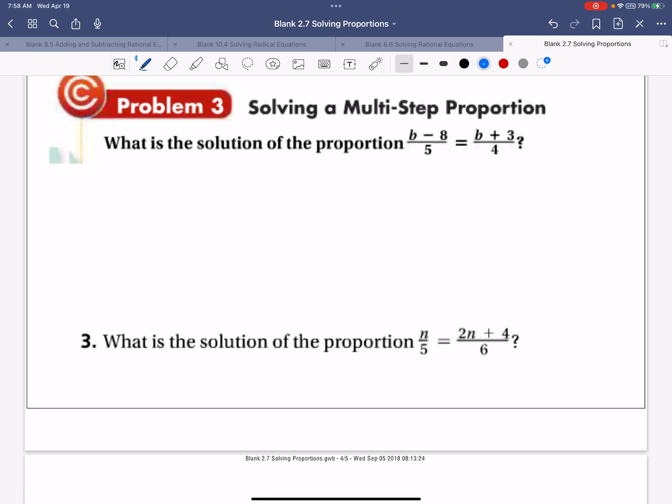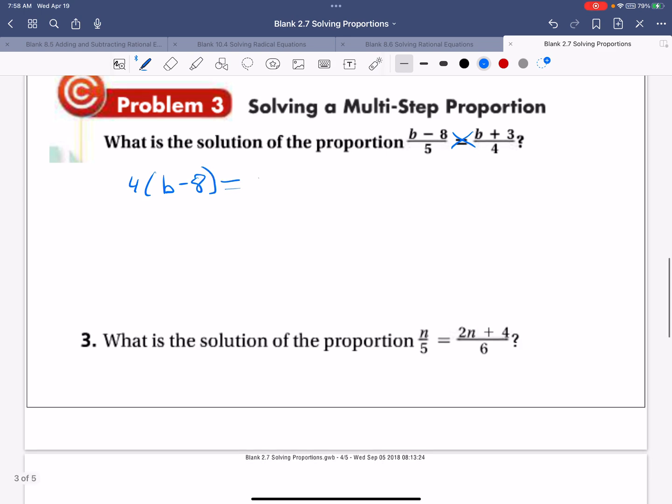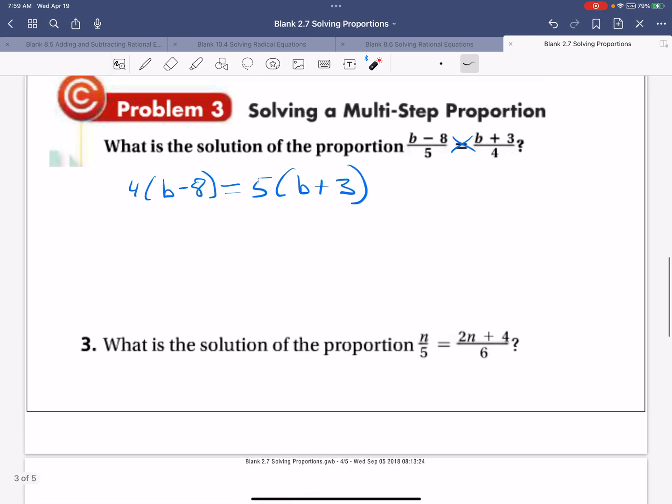Okay, now we step it up in difficulty a little bit. Nothing earth-shattering here. Again, we still cross multiply. So when we cross multiply, we'll do 4 times b minus 8 first. Then we'll do 5 times b plus 3. Okay, the mistake students make is they forget when they distribute to both parts of the parentheses. We've been saying that all year long, our 31st week of the school year, so please don't forget that.